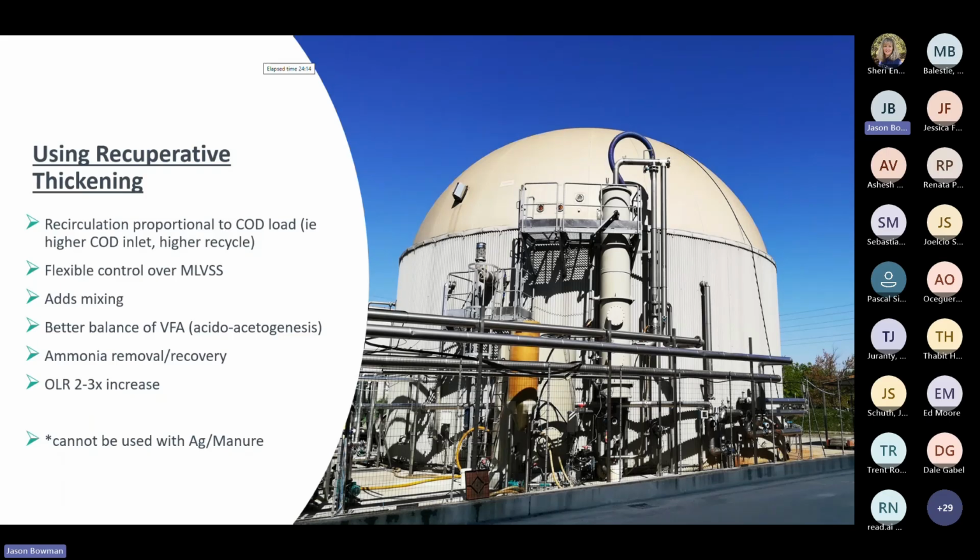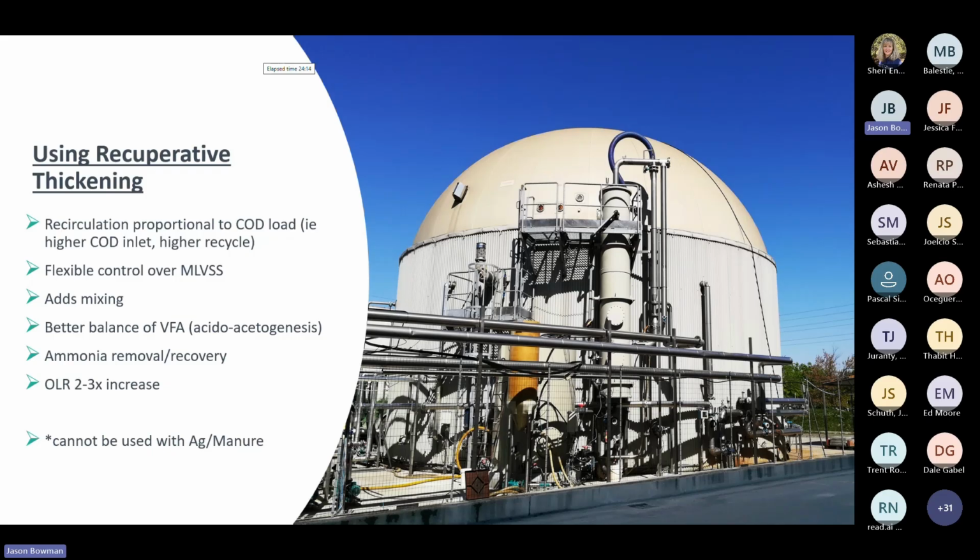If we go all the way back to slide 13, I think it was, point 2, under our failure slide, we now have the ability to manage biomass, whether the incoming load is reduced or increased. The method of recirculation here with the thickened biomass is typically directly proportional to the incoming COD load. So the higher the COD loading, the higher the recirculation rate that we have in these systems.